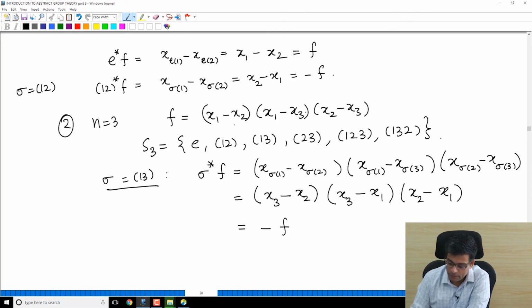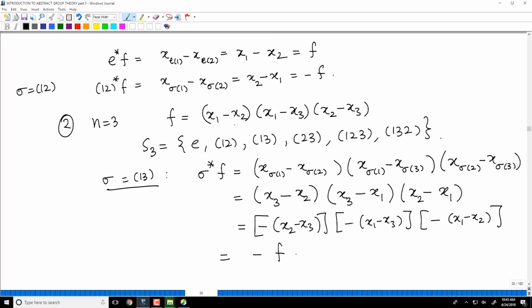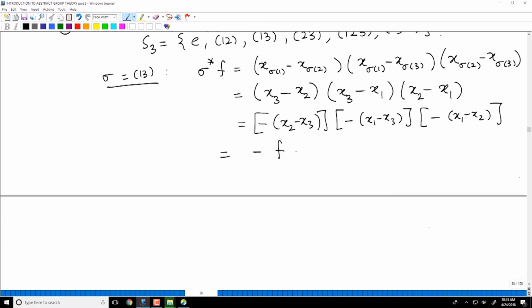Sigma star f became, those 3 terms are interchanged. The order in which we take the 2 terms in x1 minus x2 is interchanged, so that becomes minus. So this is minus (x2 minus x3), minus (x1 minus x3), minus (x1 minus x2), right? And so this is minus f. Minus 1 times minus 1 times minus 1 is minus 1, and then you have just f. So sigma star f is f.